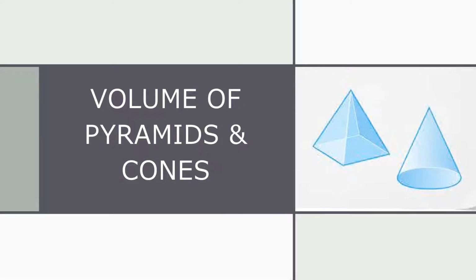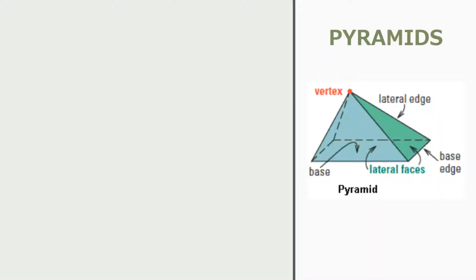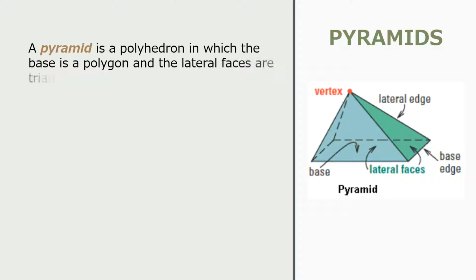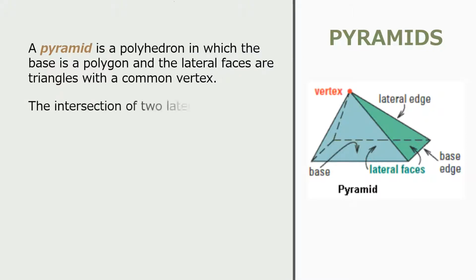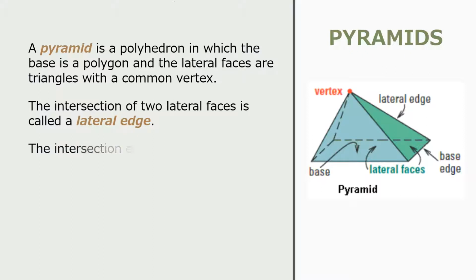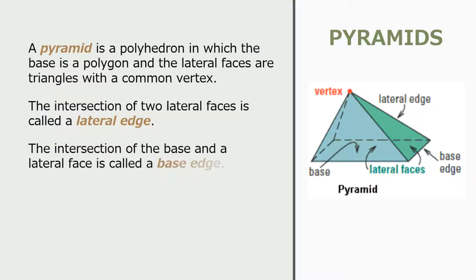We're going to compare the volume of pyramids and cones to prisms and cylinders. Let's start with some vocabulary. A pyramid is a polyhedron in which the base is a polygon and the lateral faces are triangles with a common vertex. The intersection of two lateral faces is called a lateral edge. And the intersection of the base and a lateral face is called a base edge.